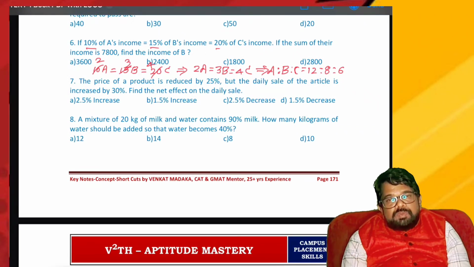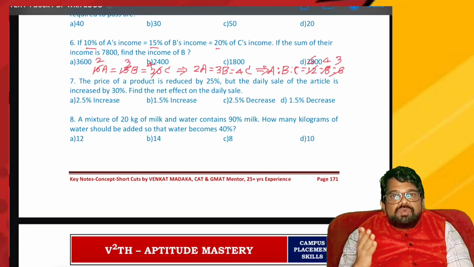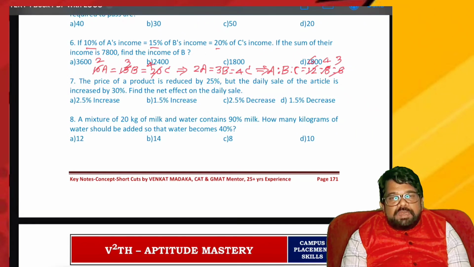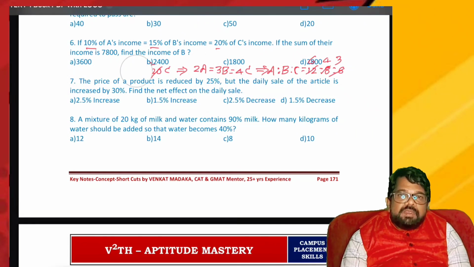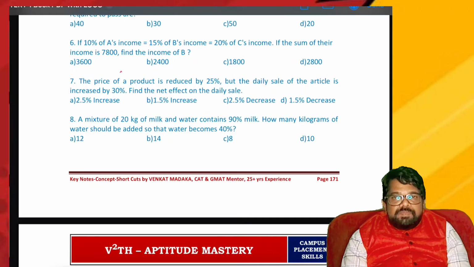All are divisible by 2. So 6, 4, 3. So what is the ratio? 6 is to 4 is to 3. A is to B is to C equals 6 is to 4 is to 3.